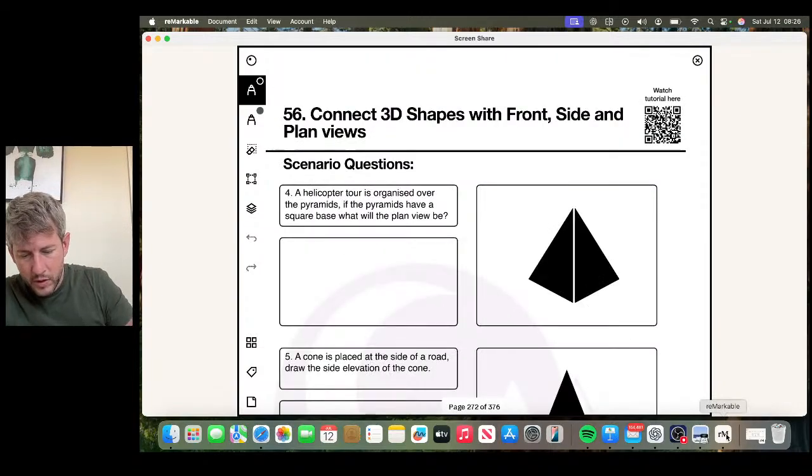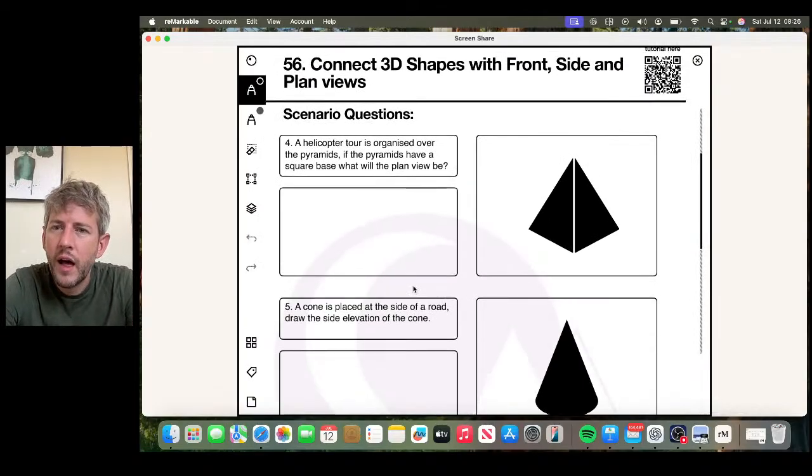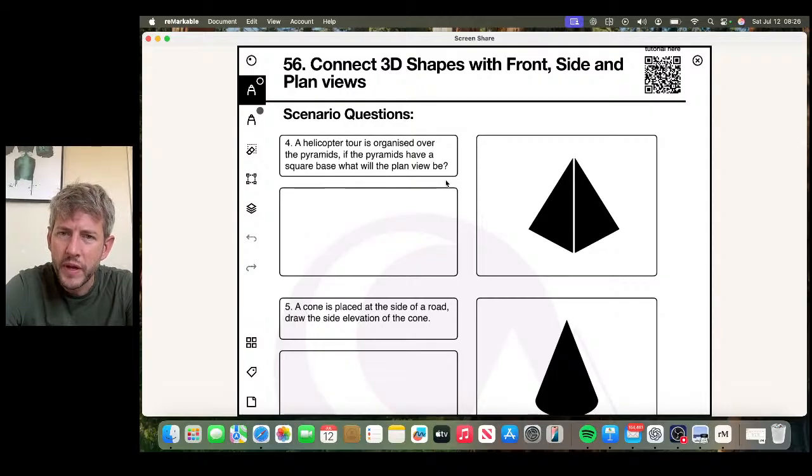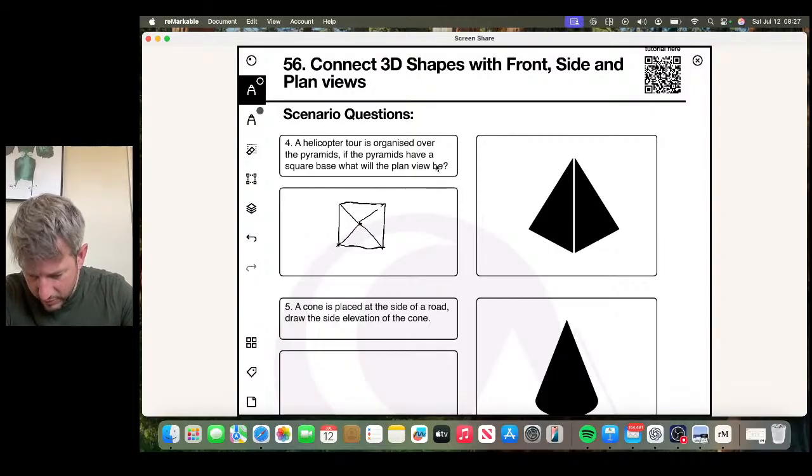Okay. Here we go. A helicopter tour is organised over the pyramids. If the pyramids have a square base, what will the view be? What will the plan view be? Okay, so it's going to be a square. And then we do see the creases. So we'll have the dot in the middle. And then we'll have a crease here, a crease here, a crease here, and a crease here. Right.